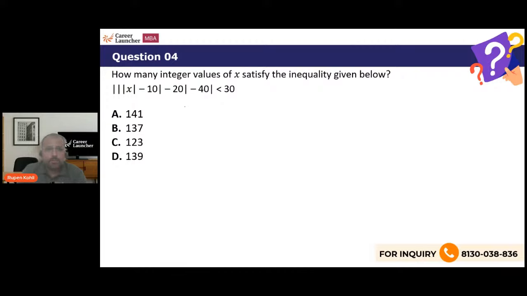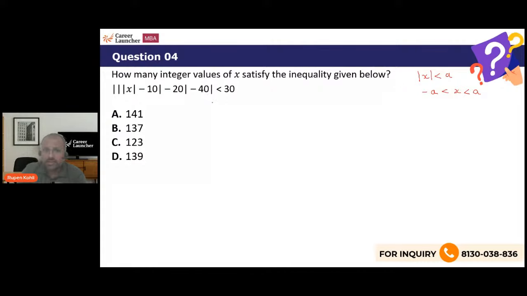Now, the standard result on modulus inequality is that if mod of x is less than a, where a is a positive number, then the standard solution is that x lies from minus a to plus a. For example, if mod x is less than 5, it means x lies from minus 5 to plus 5. So this whole modulus is less than 30. Whatever is written inside the outermost modulus, mod x minus 10 minus 20, mod of that minus 40, that whole expression in mod will lie from minus 30 to plus 30 based on this.